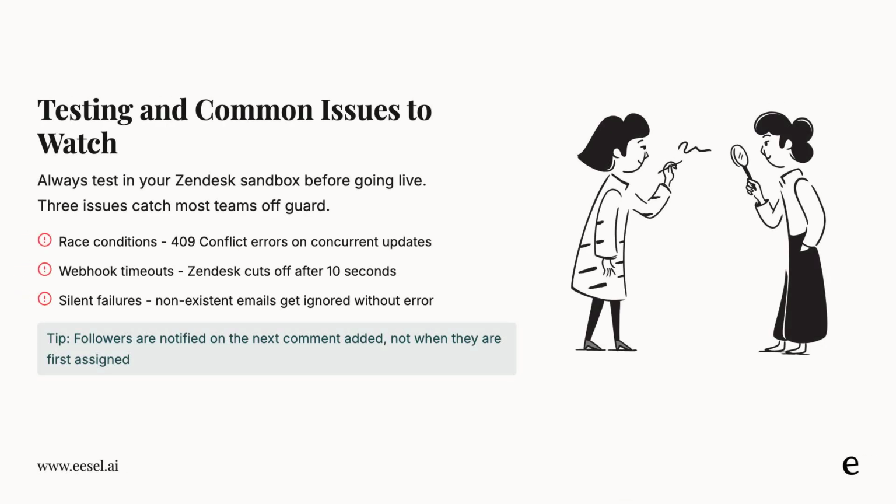Watch for 3 common issues: 409 conflicts from concurrent webhook updates, silent failures when email addresses don't match real users, and webhook timeouts if your instance runs slow. One more thing, followers are notified on the next comment, not when they are added.